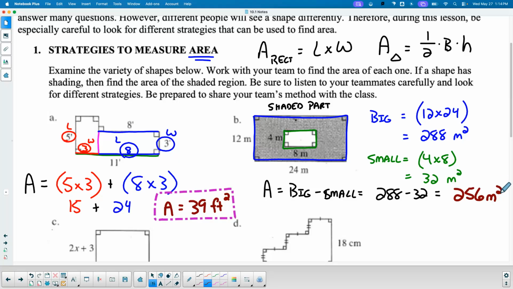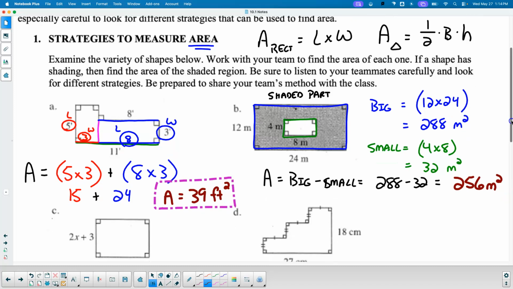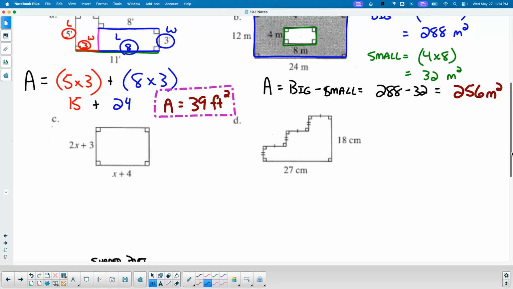For letter B, I get 256 square meters. Area of the shaded region is going to be area, the big region minus the area that we took out. So big minus small. Yes? Okay.